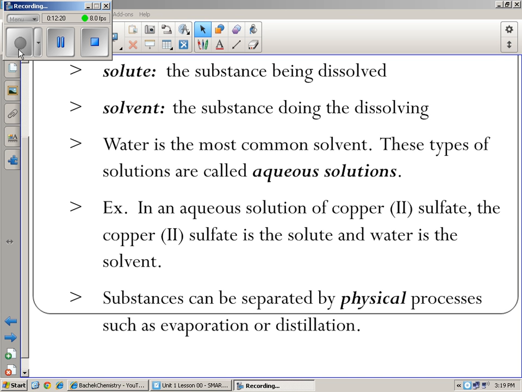Okay, and there's the rest of the notes there. Water is the most common solvent. That's what we're going to use for our class here. These types of solutions, like I said, are aqueous. Substances can be separated by physical process such as evaporation or distillation. Once again, if you had an aqueous solution of copper 2 sulfate, copper 2 sulfate is what we would call the solute. That's what you're putting into the solvent. In this case, of course, water.